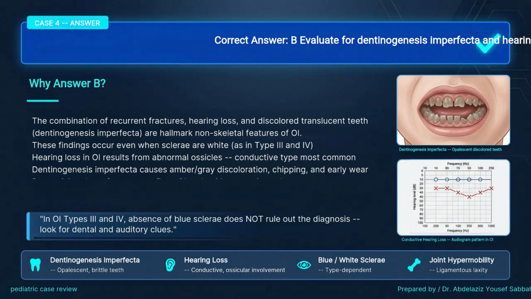This is a critical clinical pearl. In osteogenesis imperfecta types 3 and 4, absence of blue sclerae does not rule out the diagnosis. Always look for dental and auditory clues when evaluating a child with recurrent fractures.